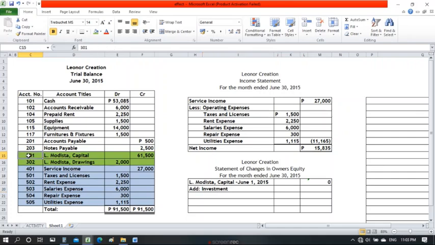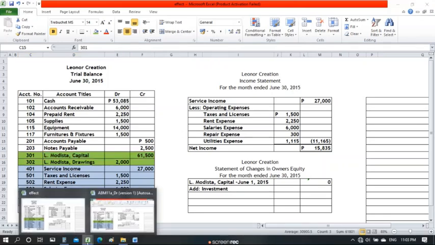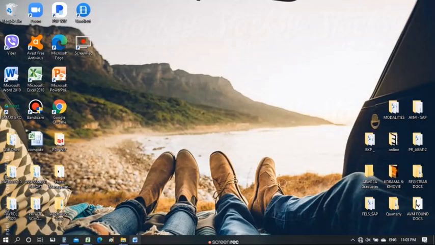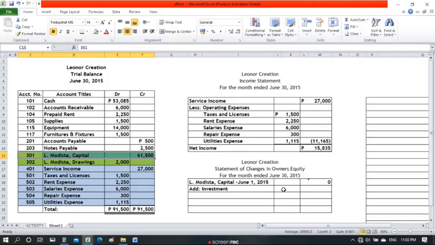In your trial balance, you cannot see if there is an investment. So, for you to check an investment, you check the ledger account of your capital, and that is ended, and it is here. So meaning that 61,500 is an investment. So that amount should be written under the investment. So let's add investment 61,500.